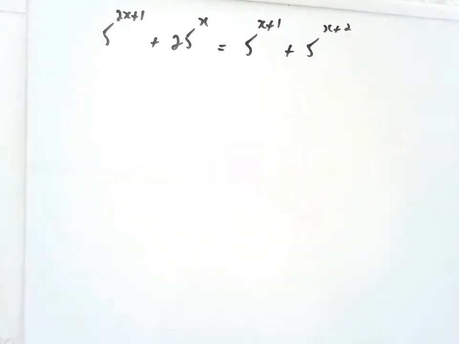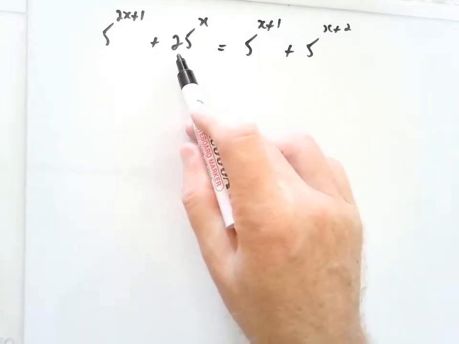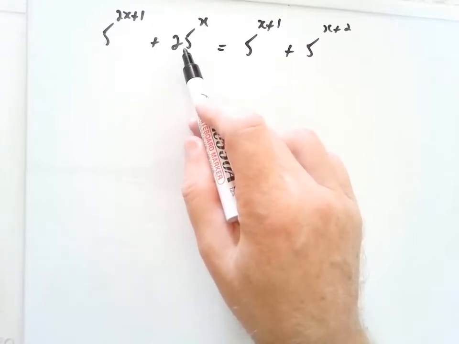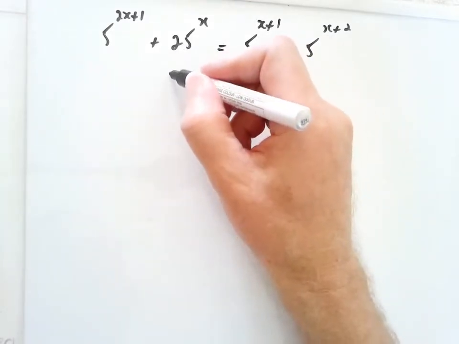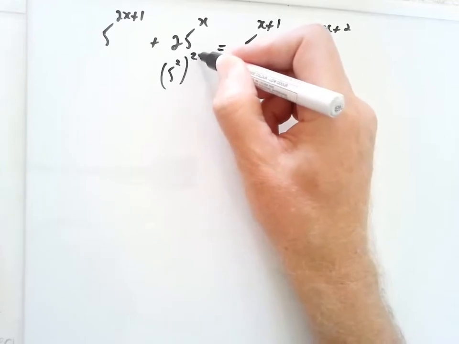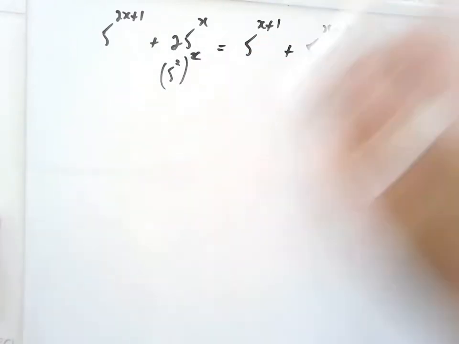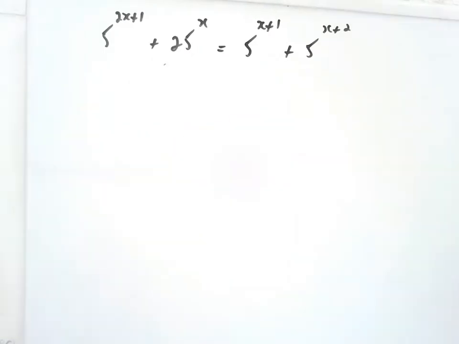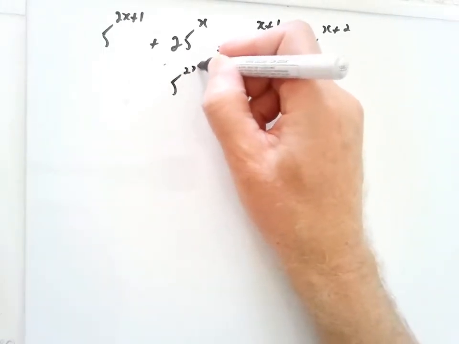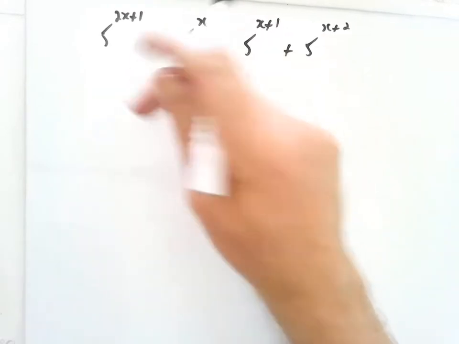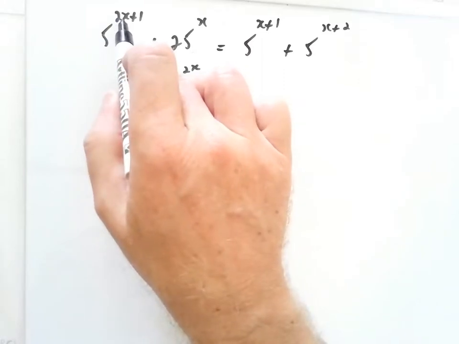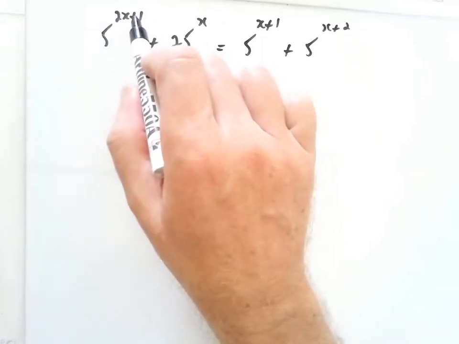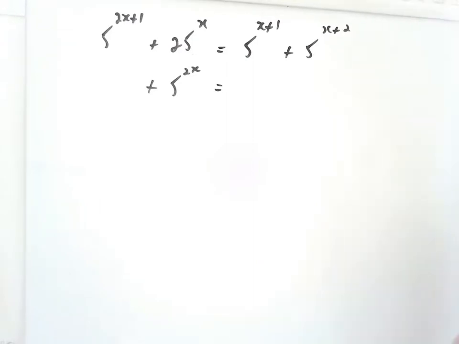Okay, we can see that we've got some sort of power of 5 happening. So this one's a little bit out of the ordinary, so we want to get rid of it, and we want to see that as 5 squared to the x, which is going to be 5 to the 2x. See this 2x, and I've got this 2x here. So if I can get rid of that plus 1, that would be nice.